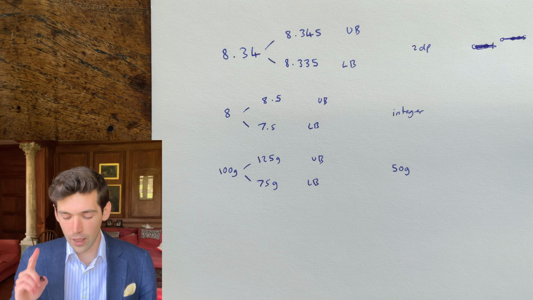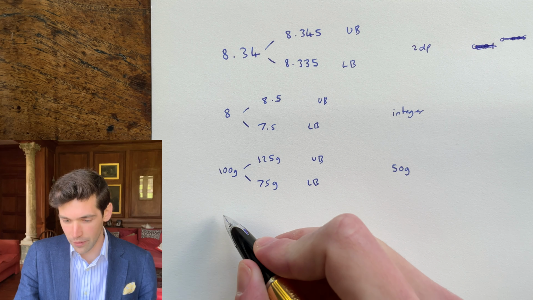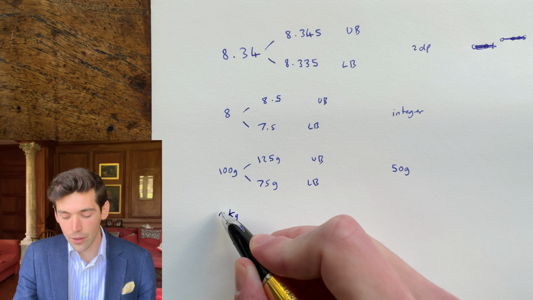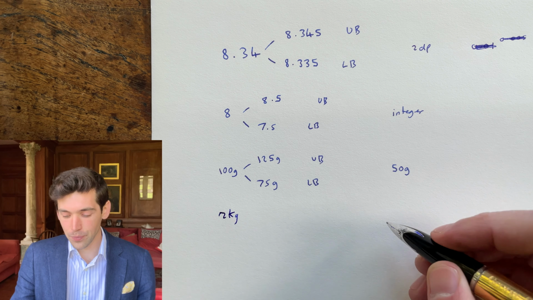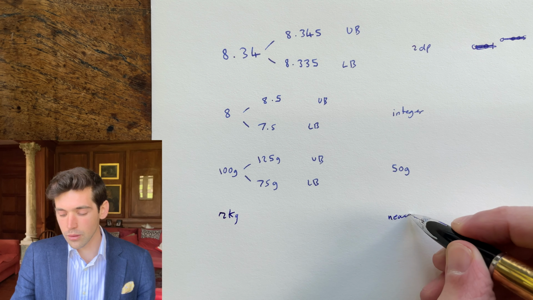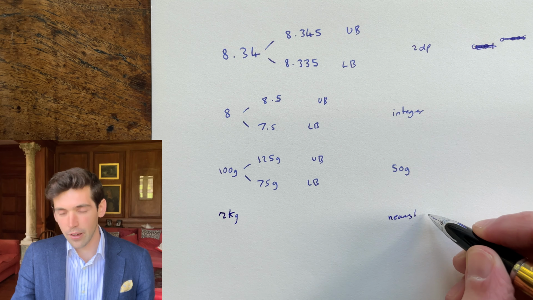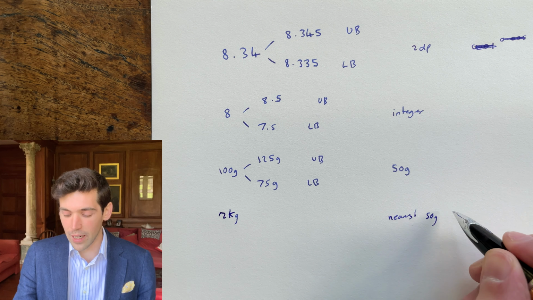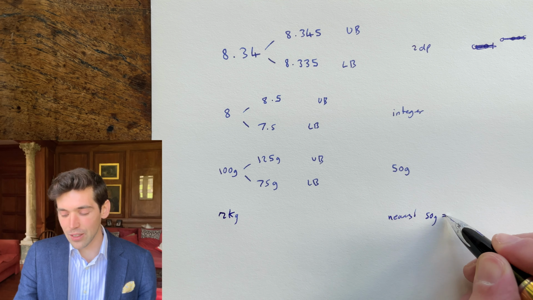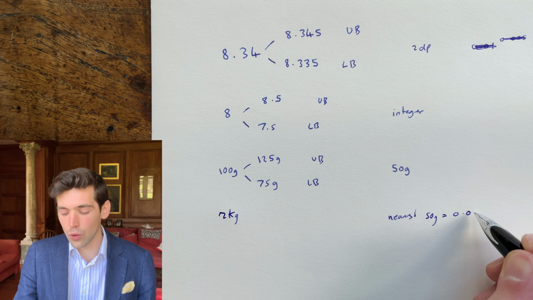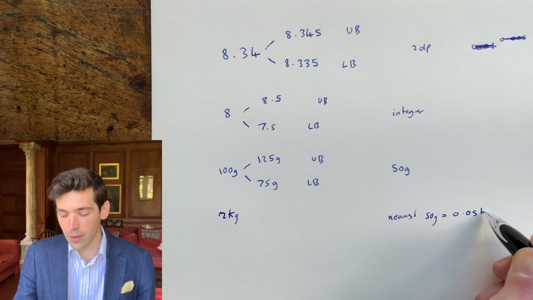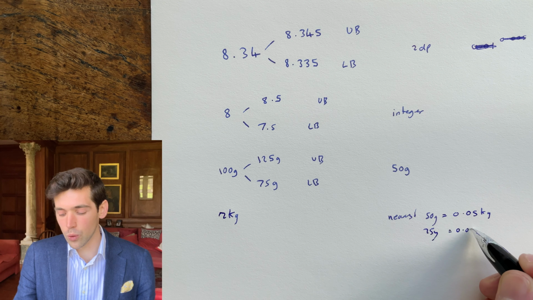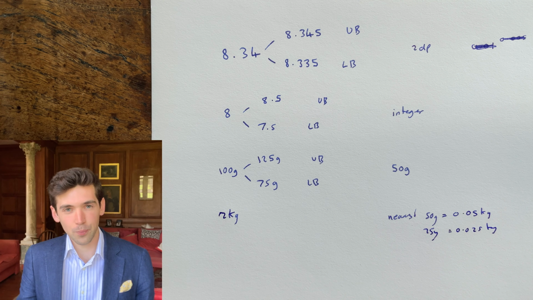One more thing worth mentioning: let's say you've got 2 kilograms, and again, to the nearest 50 grams. Now, you've got to be careful, because 50 grams is the same as 0.05 kilograms. So 25 grams is 0.025 kilograms.